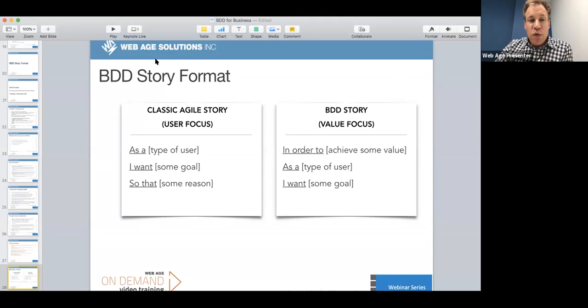Can you guys think of any reasons why we might want to flip this, just based on what we've talked about before? Why would behavior-driven development want us to flip the order of the way these things work?